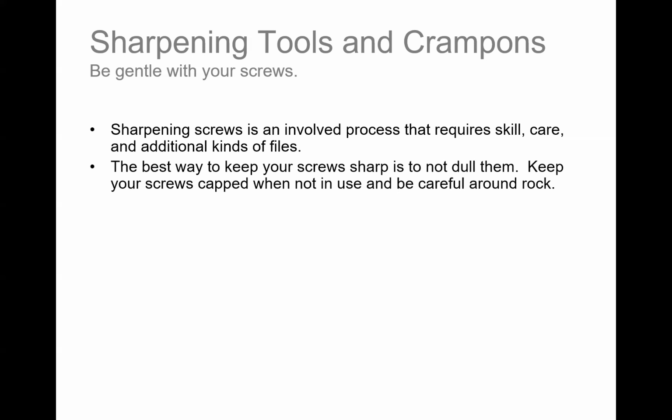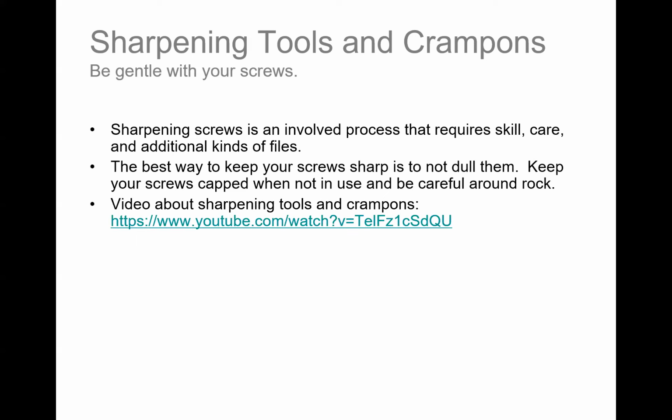Obviously, the way to keep your things sharp is to not get them dull. Not always easy, but when you're moving, with ice screws on your harness, if you're not using them, put the caps on. If you're not using your second tool, park it onto your harness. Crampons, take them off if you cross a long rock section. Things like that go a long way to avoid having to do that. And here's a video about sharpening tools and crampons.